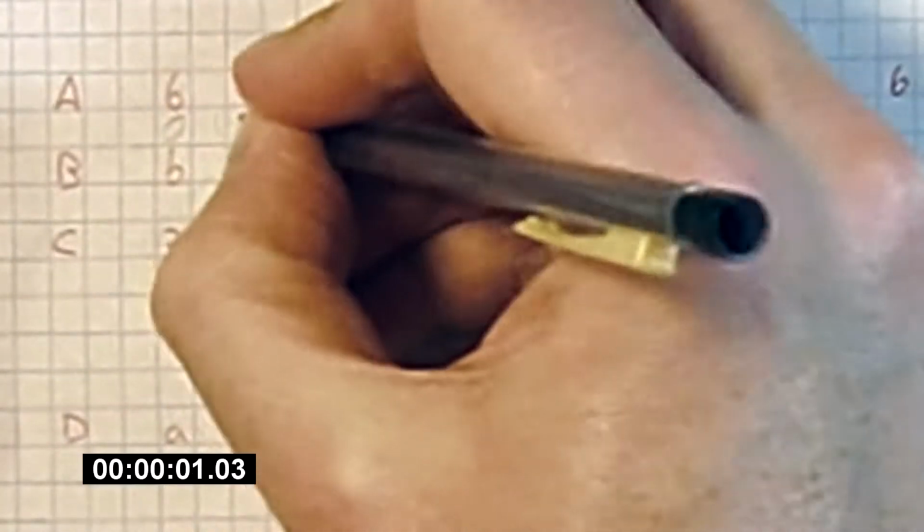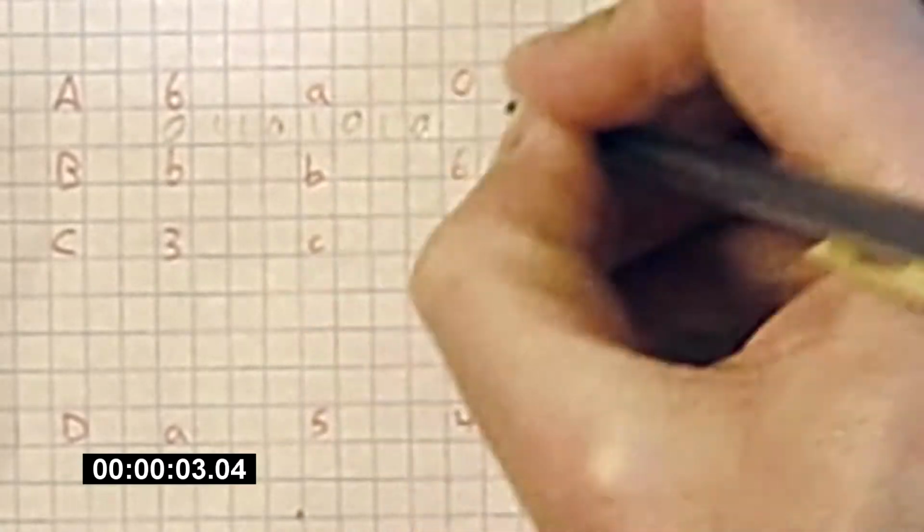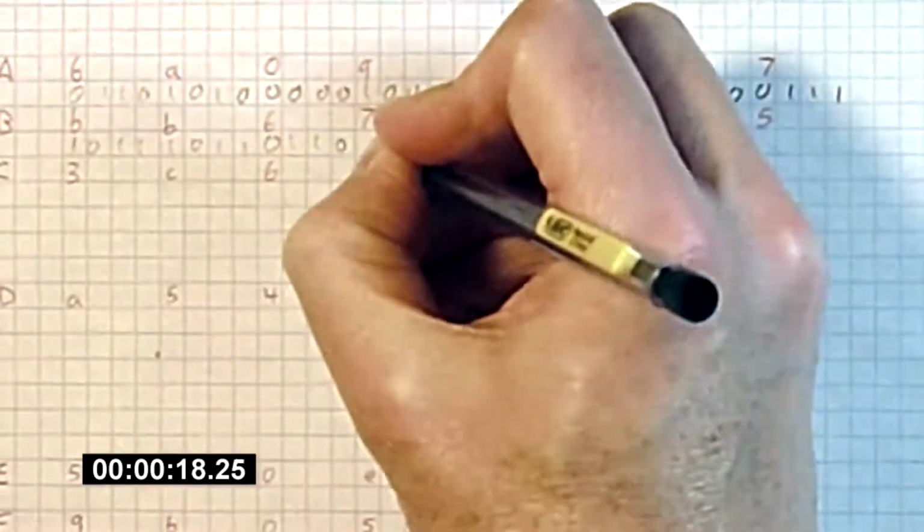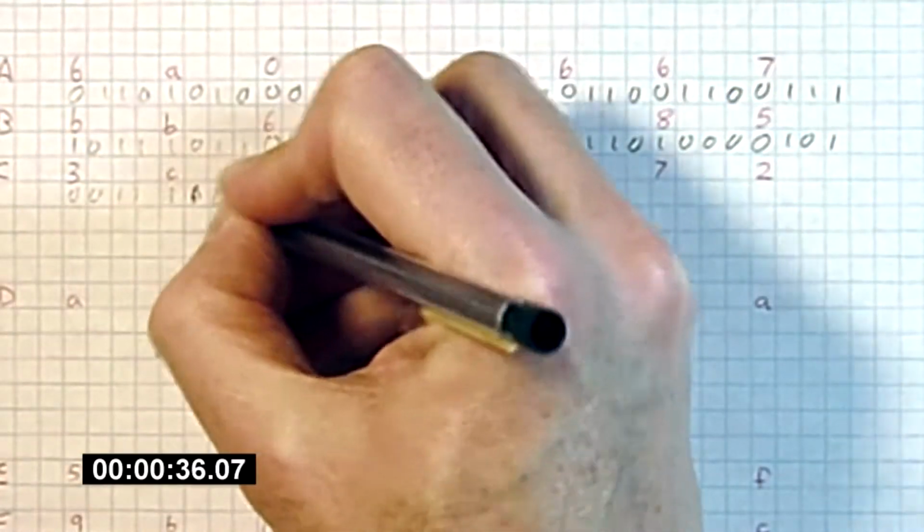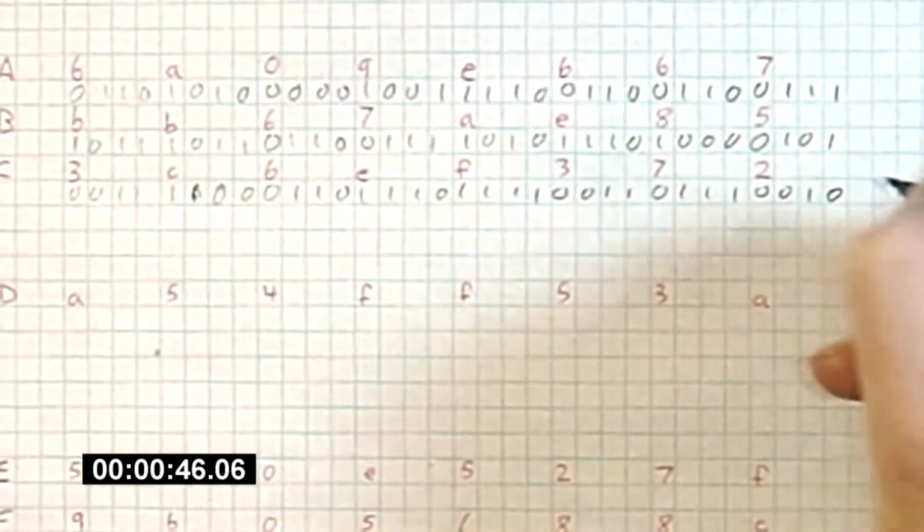6 is 0, 1, 1, 0, 1, 0, 1, 0, 0, 0, 0, 0, 1, 0, 0, 1, E, 1, 1, 1, 0, 6, 0, 1, 1, 0, 6, 0, 1.